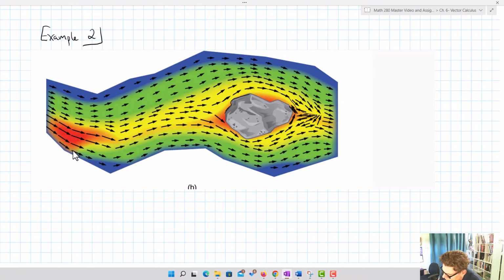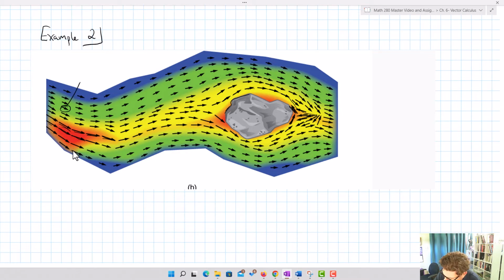But also you can see we have these red zones, and these red zones represent an area where, notice how the vectors are getting longer and longer in that area. So they get longer in that area. And what that represents is a place where the river or the creek that we're looking at is going faster, or it's increasing in terms of its velocity. It's faster there than it is up here in the green area.